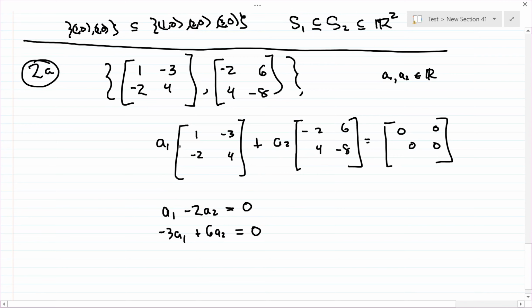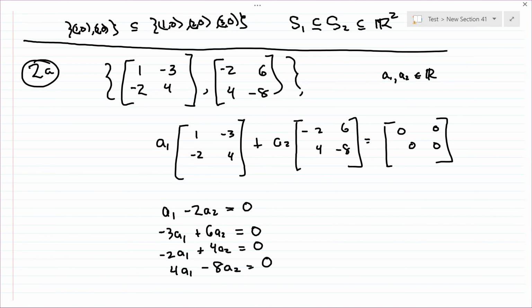Does everyone see what I'm doing? I'm looking at the components of these vectors. Minus 2A1 plus 4A2 would have to be equal to this. And then last, 4A1, is that right? Yes. Minus 8A2 would have to be equal to that. Okay. So we have 4 equations, and each equation has 2 unknowns.